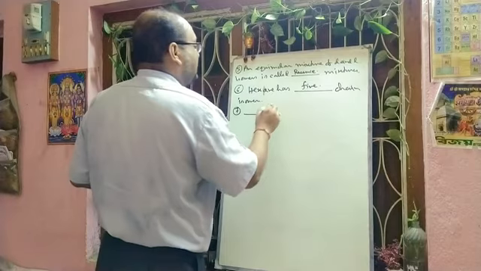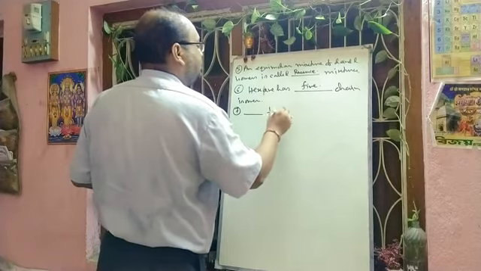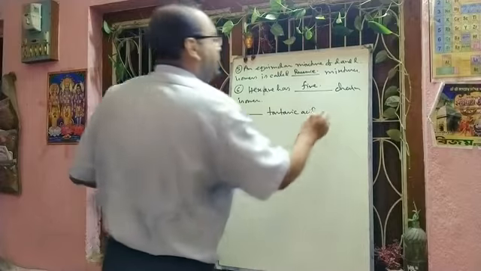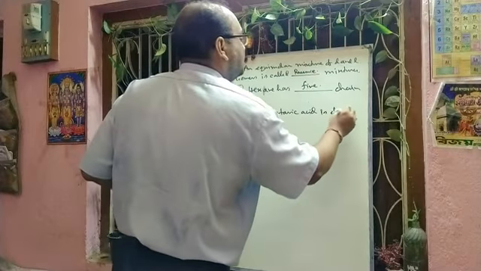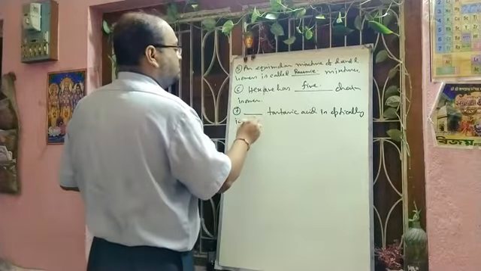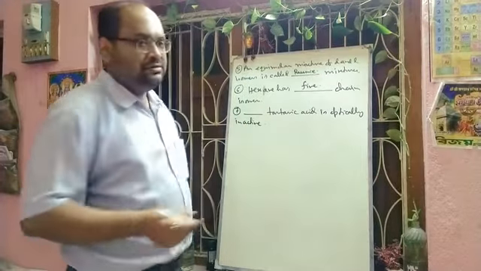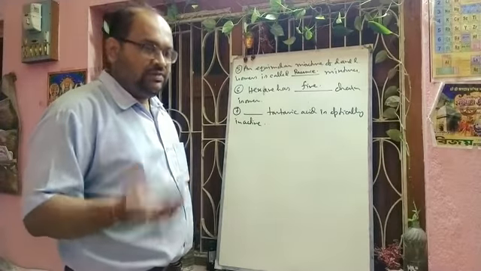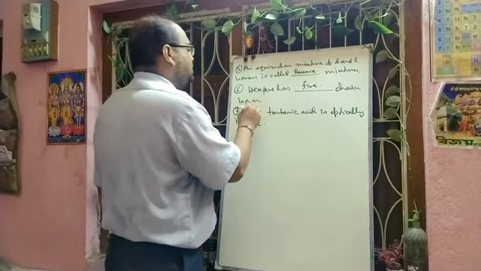Next question, dash tartaric acid is optically inactive. So here you know that meso tartaric acid contains a sigma plane, so that will be optically inactive. So here you have to write meso tartaric acid.